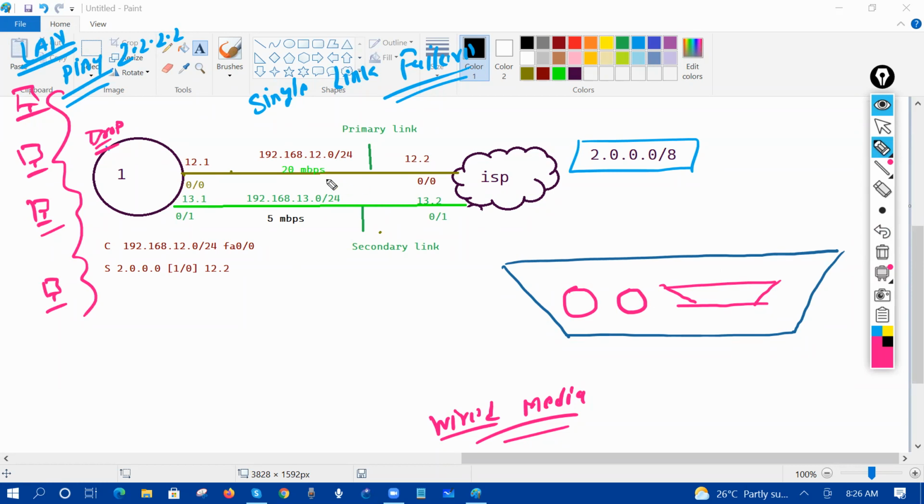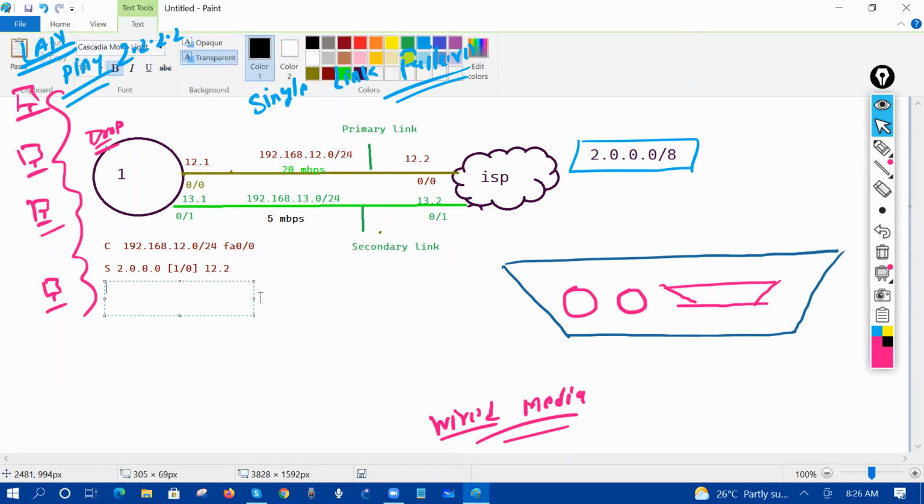So guys, if this one is a backup one, what happened? I need to define another static route for this path as well. So if the primary is not available, I can send my traffic through the backup one, right?